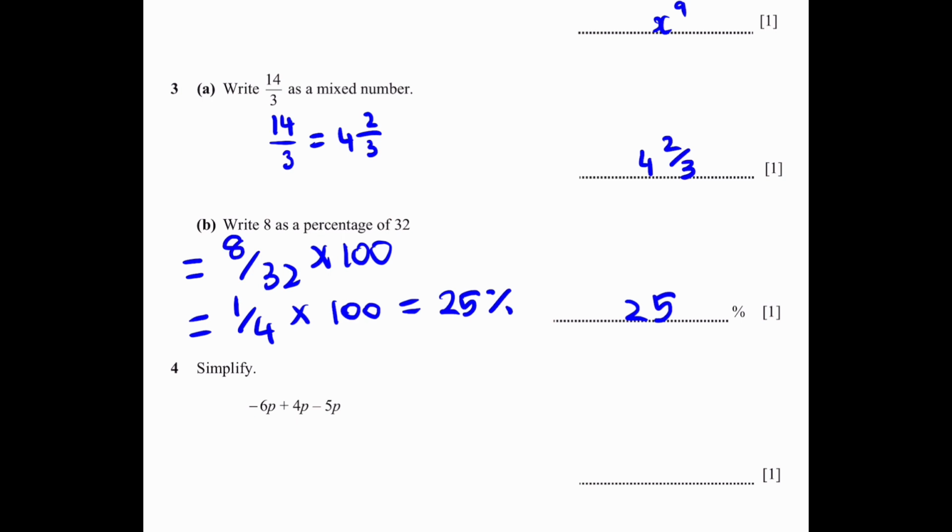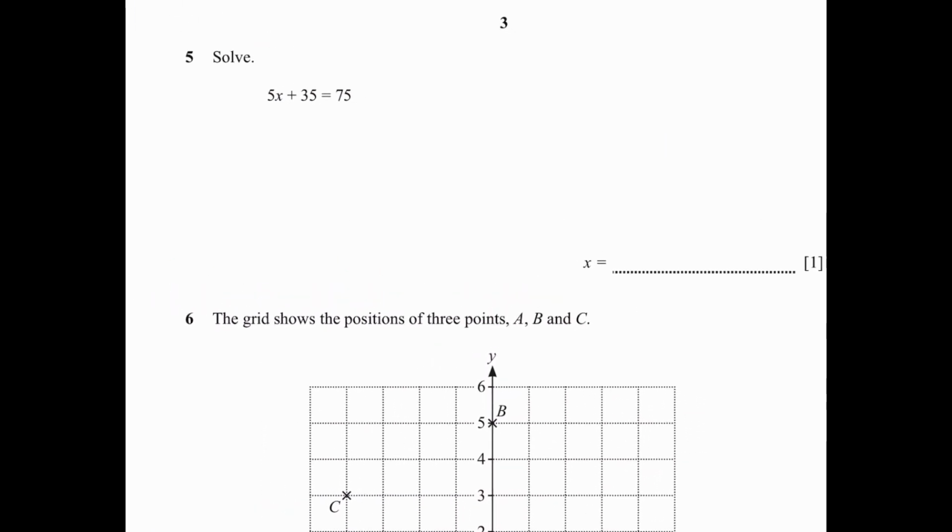Simplify negative 6p plus 4p minus 5p. This will be equal to negative 2p minus 5p, which is equal to negative 7p. That's the answer. Move on to fifth question.